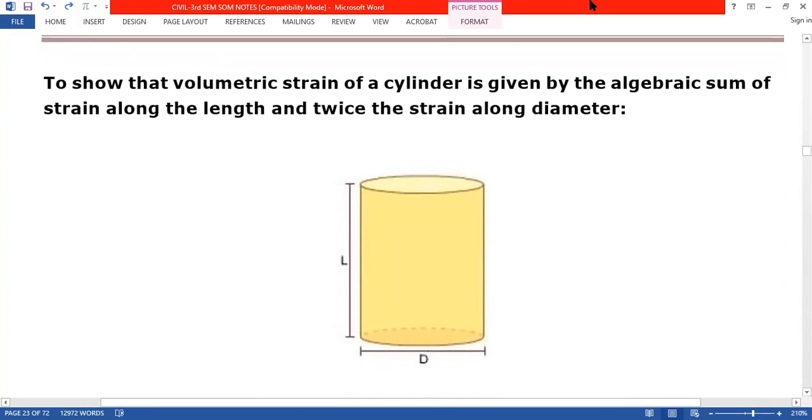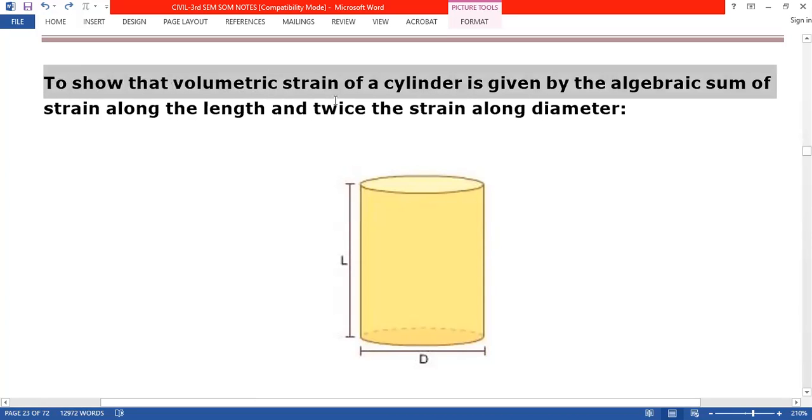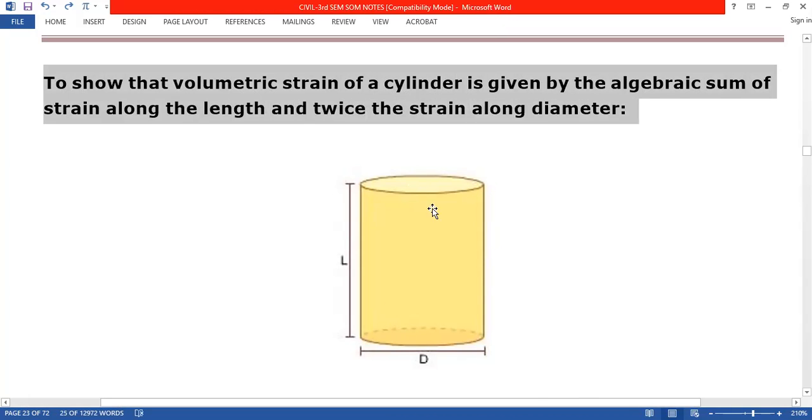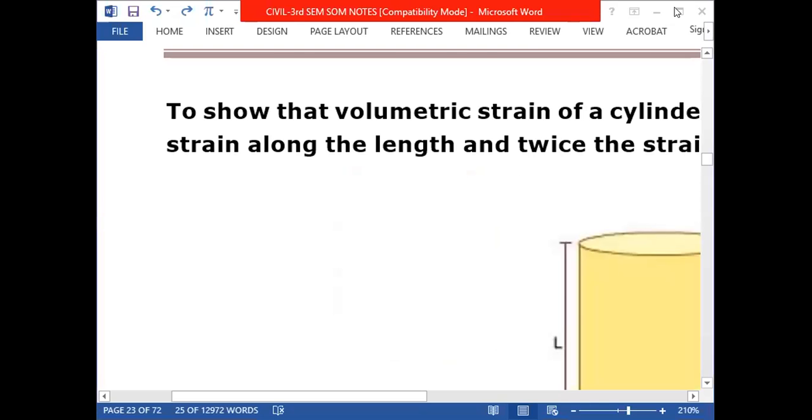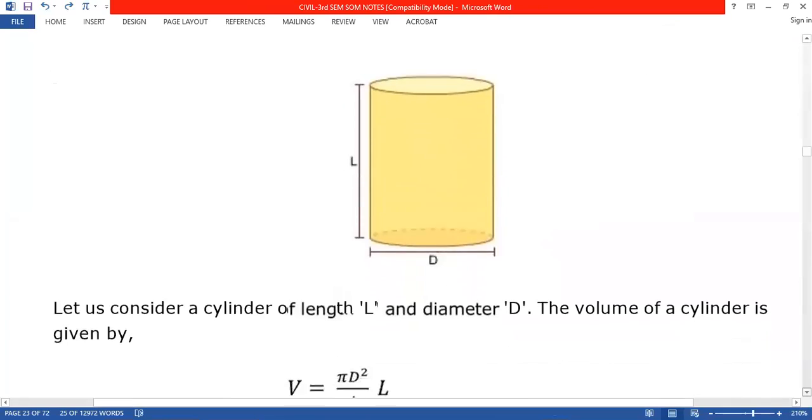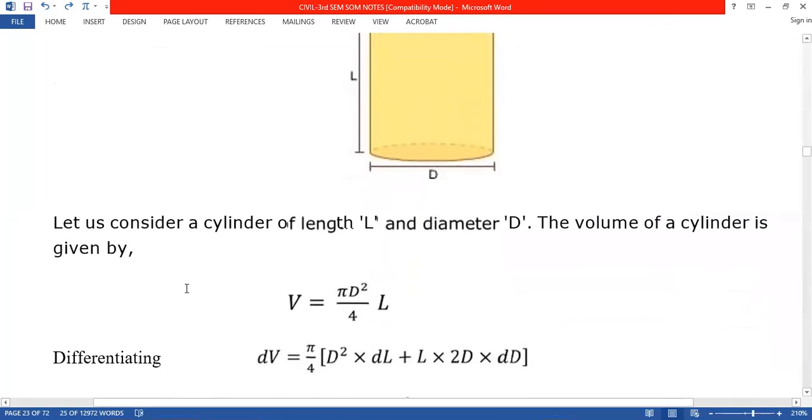Next, a small derivation likely to be asked in the examination. Show that the volumetric strain of a cylinder is given by the algebraic sum of strain along the length and twice the strain along the diameter. This is only applicable for circular sections, not rectangular. Let us consider the length of the cylinder is L and the diameter of the cylinder is D.